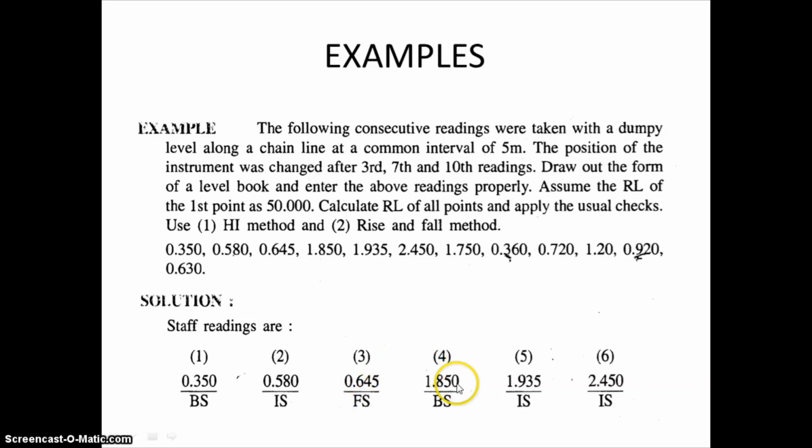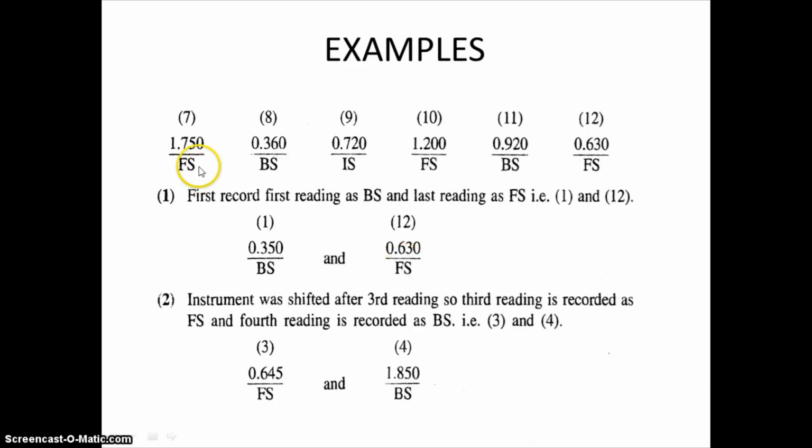Immediately the fourth reading will be entered in the backside because you are setting the same staff from the new position. So that will be your backside. Then again your fifth reading will be IS value. Sixth reading will be again IS value. Seventh value will be again foresight because you are again changing your instrument station position. So that will be entered in the foresight column. But immediately after that, eighth will be entered in the backside column, because there is a change point.